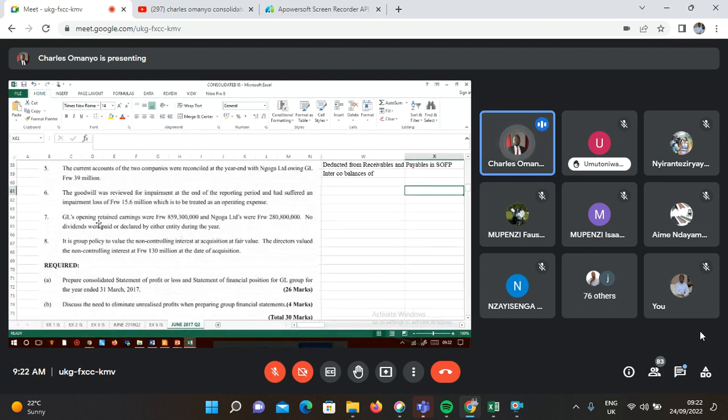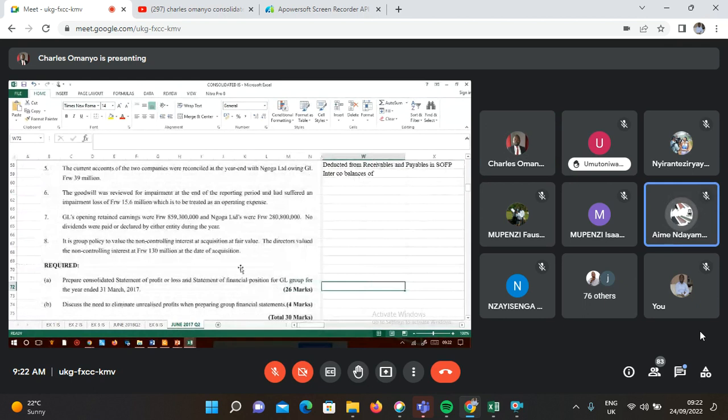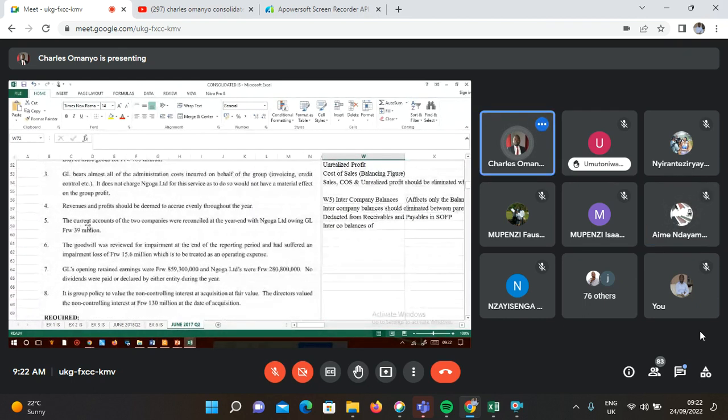Excuse me, can you repeat on the 39? How do you get them? The intercompany balance. Thank you. It is point number 5. The current account of the two companies were reconciled at the year end with Ngonga Limited owing GL how much? 39 million. With Ngonga Limited owing GL, which means Ngonga had something they were supposed to pay GL. So Ngonga had a payables while GL had a receivables of 39 million.